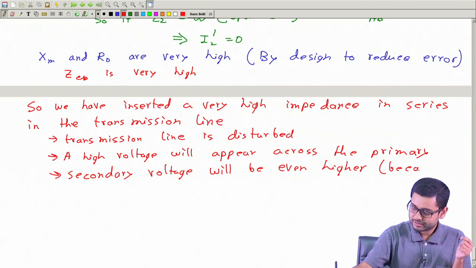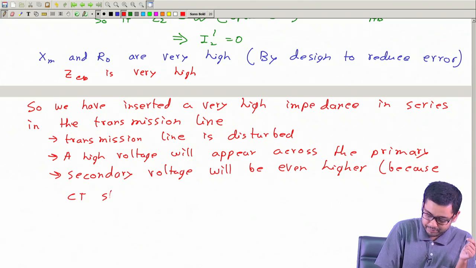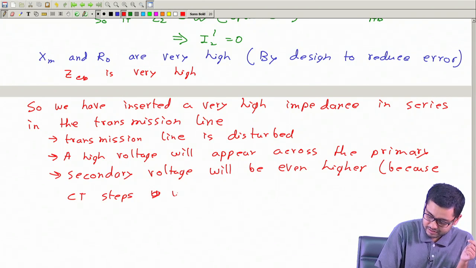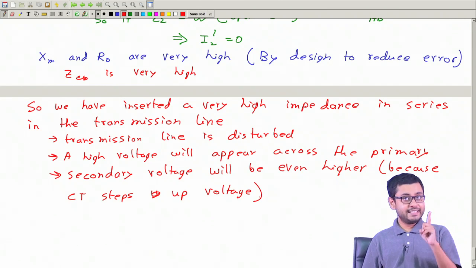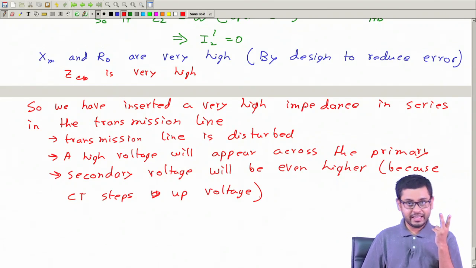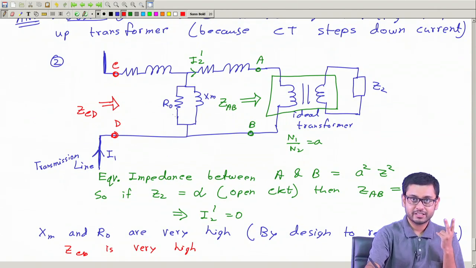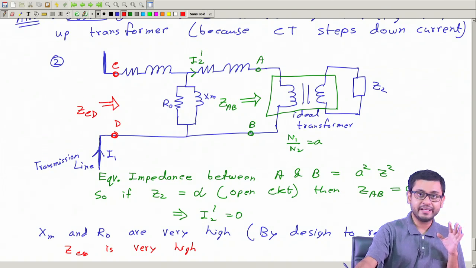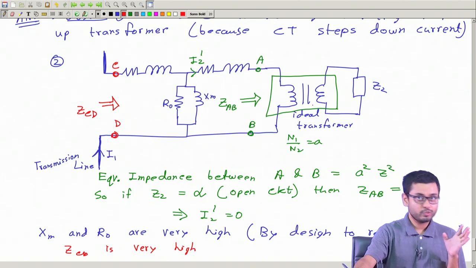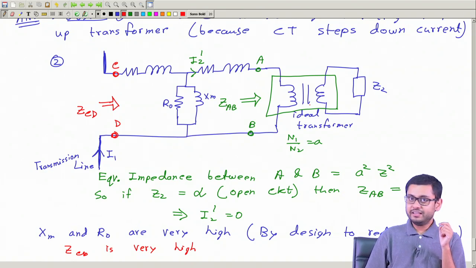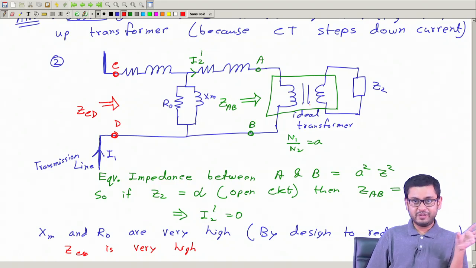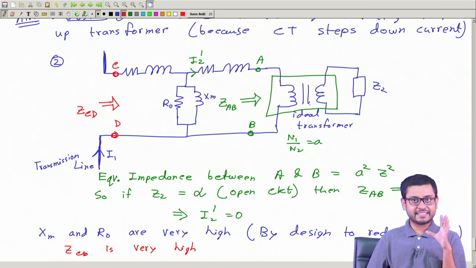Because CT steps up voltage. Okay, so two factors: CTs are step up transformers, and secondly, by design we have made this impedance very high. Therefore, these two factors lead to a very high secondary voltage, which can cause what? Firstly, immediate insulation breakdown. The CT will be damaged. A lot of damaging things can happen.